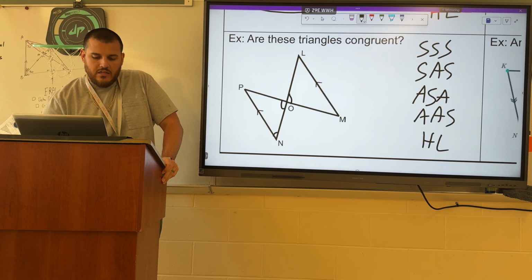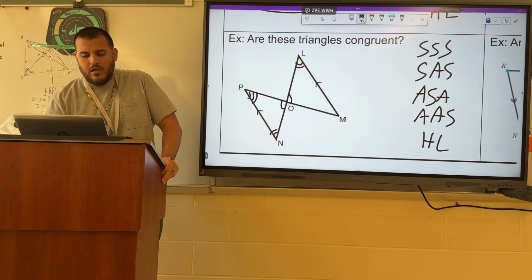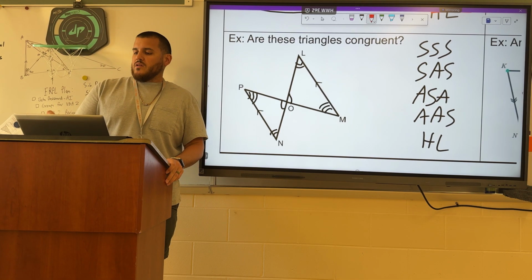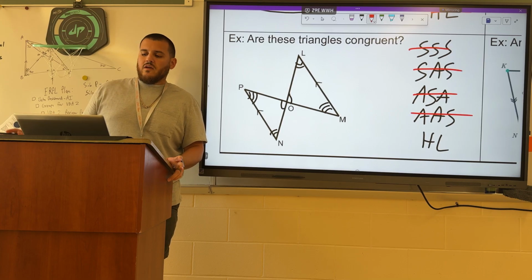We have alternate interior angles N and L. We have alternate interior angles P and M. We have no sides though. This is important to understand. It can't be any of these. We don't have any sides congruent.